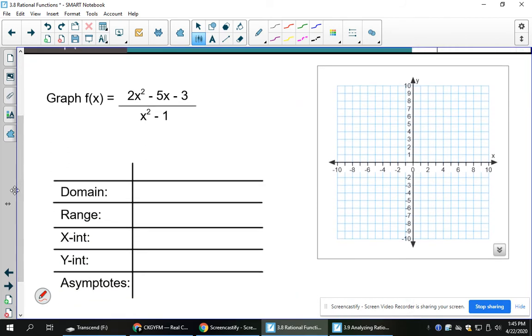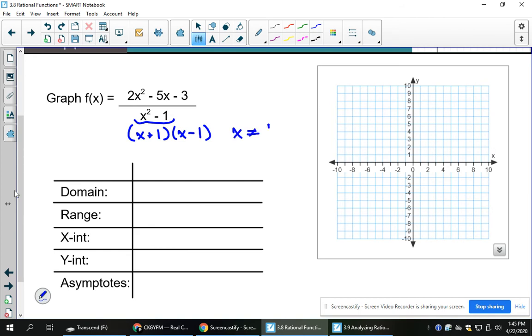Now this question I believe I added in addition to the notes that are posted, so you might have to draw this set of notes on a separate piece of paper. This one is going to be 2x squared minus 5x minus 3 over x squared minus 1. I'm going to start by factoring the denominator. This is a difference of squares that factors to be plus 1 minus 1.